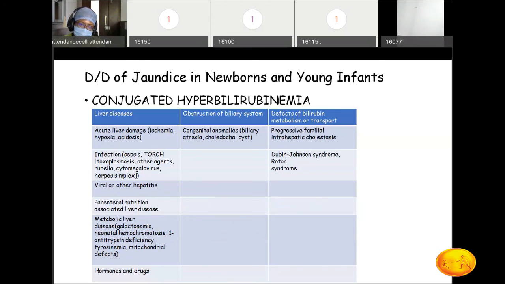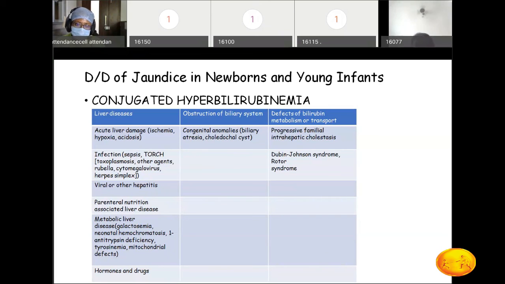Any hypoxic ischemic injury in a newborn baby as well as in the later age groups might result in conjugated hyperbilirubinemia. Then you've got certain infections which can cause your direct bilirubin to go up. In a newborn baby, sepsis is the commonest thing that you want to keep in mind, and it is treatable with early detection and proper antibiotic use. So that is sepsis.